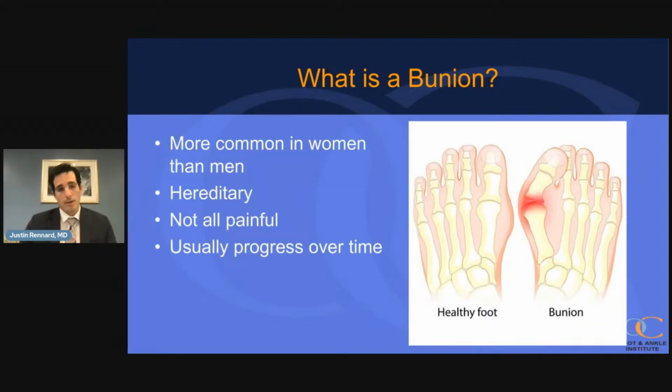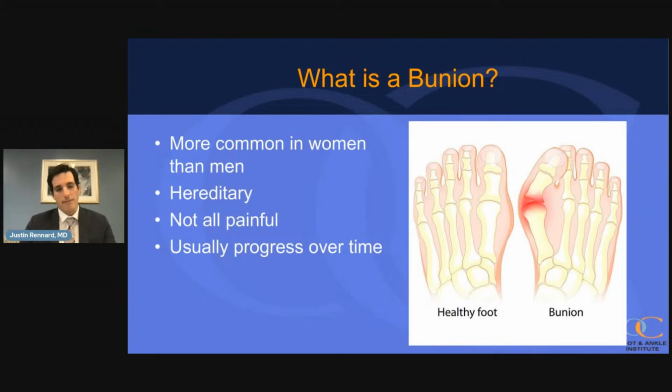It is more common in women than in men. It's hereditary, and not all of them are painful. Some people develop a bunion, they notice that their big toe is swollen or drifting toward the other toes, but it doesn't bother them at all. They wear their normal shoes. It doesn't necessarily cause pain, but some of them are symptomatic, and those are the ones that we talk about treatment for. In terms of what happens to them naturally, they do just progress over time.